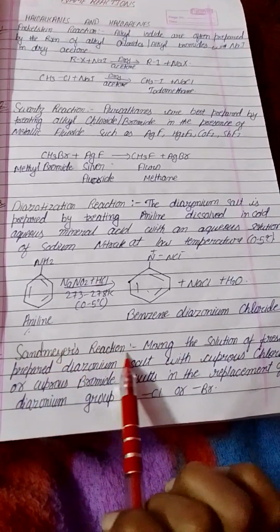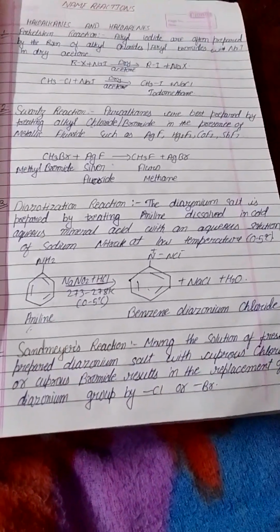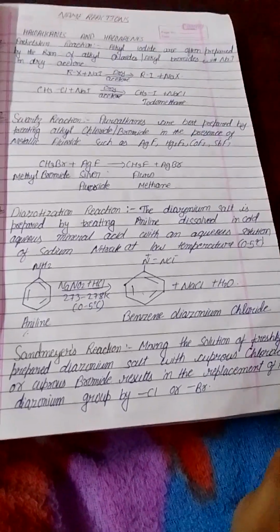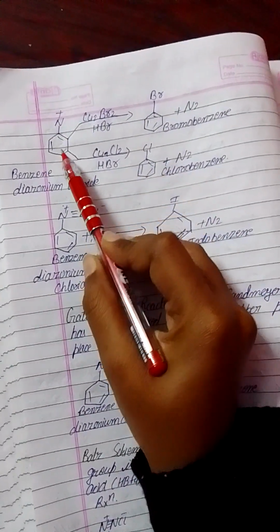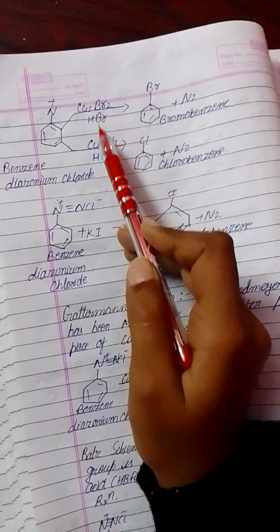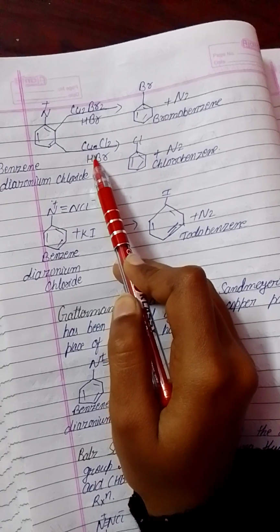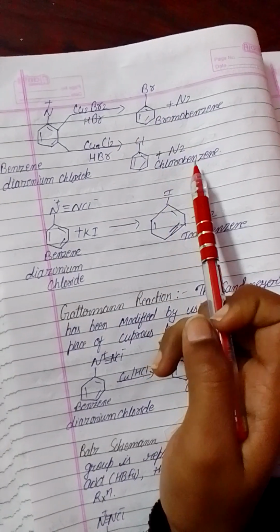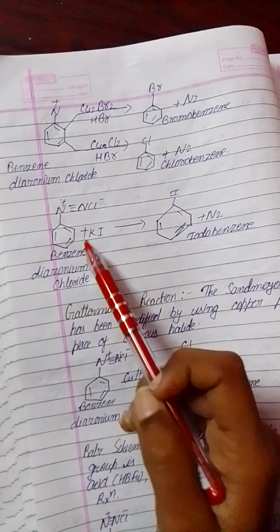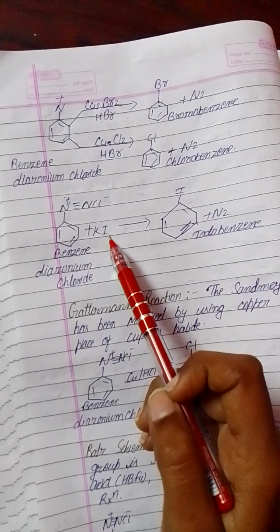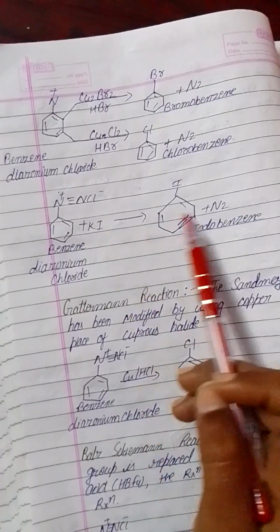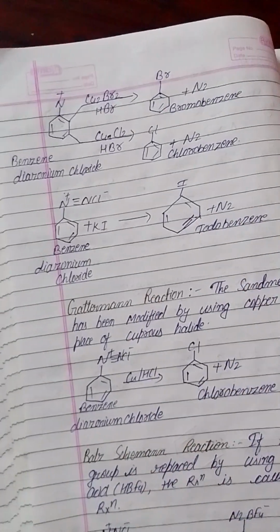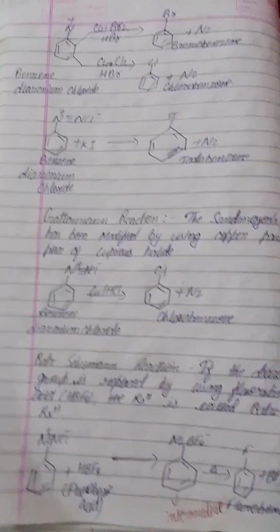Next is the Sandmeyer reaction. The Sandmeyer reaction is when diazonium salt is treated with cuprous bromide or cuprous chloride, it gives bromobenzene or chlorobenzene. In the same way, when it is treated with potassium iodide, it gives iodobenzene. So this is the Sandmeyer reaction.